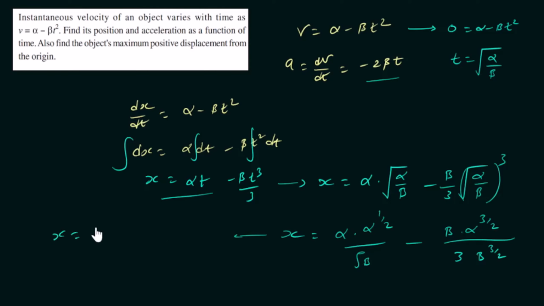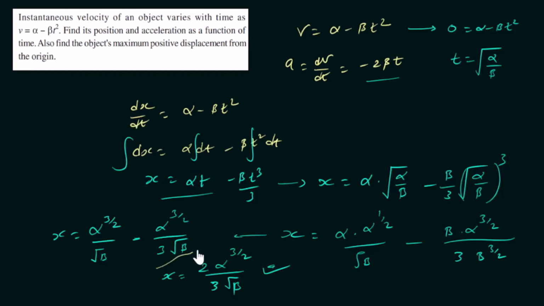X will be basically alpha to the power 3 by 2 over root beta, minus alpha to the power 3 by 2 divided by 3 square root of beta. So this is going to be 2 alpha to the power 3 by 2 divided by 3 square root of beta. So the maximum positive displacement from the origin will be this much. That's how we can find the maximum positive displacement from the origin. So that's all for this particular problem. Now let us solve another problem.